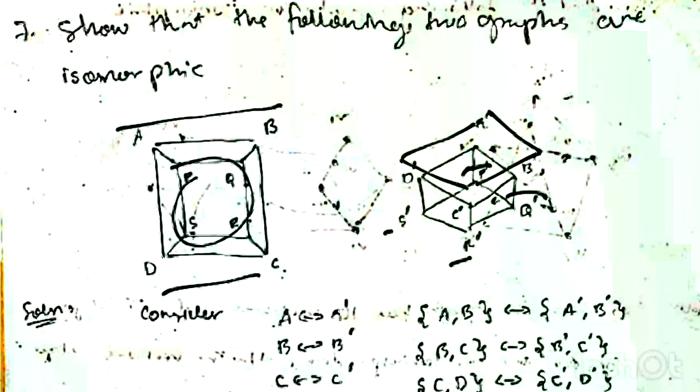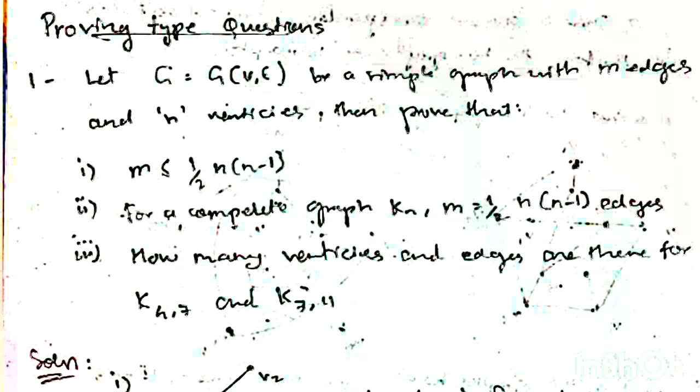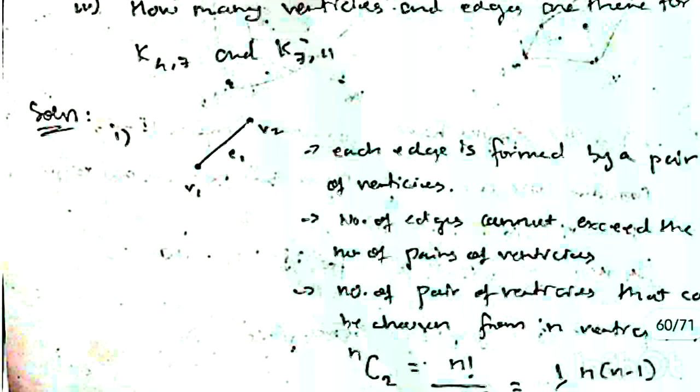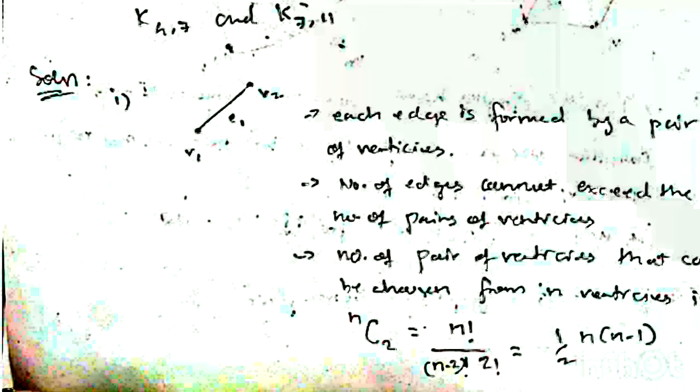In this question we have been given a simple graph with m edges and n vertices. We have to prove that m is less than or equal to half n into n minus 1. So each edge, see here, each edge will have two vertices.